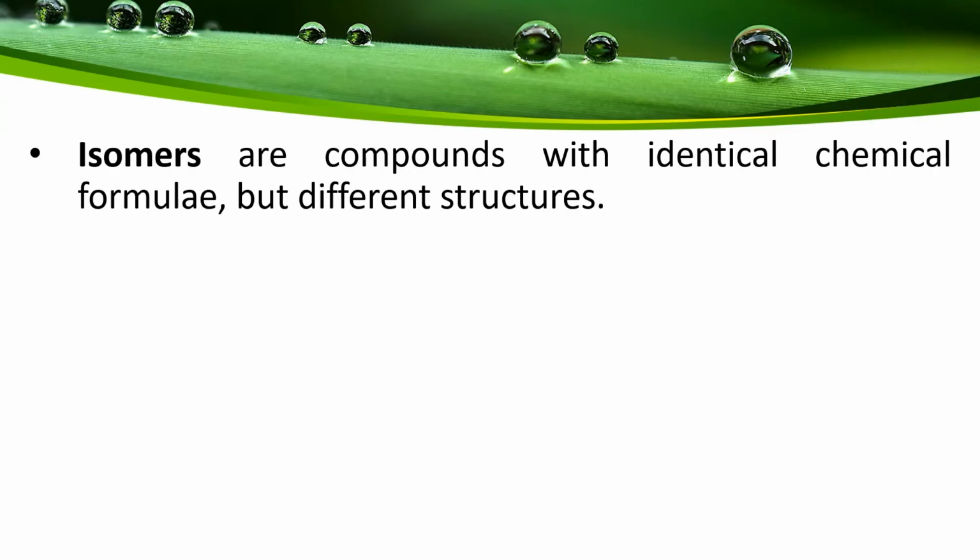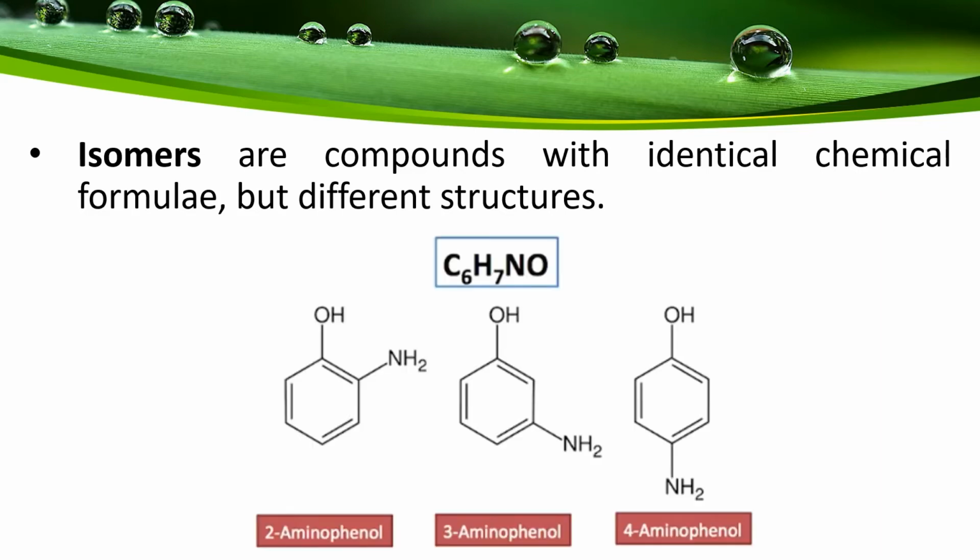Isomers. Isomers are compounds with identical chemical formulae but different structures. Example, kagaya nito, ang kanyang molecular formula ay C6H7NO. Pero pwede siyang mag-exist sa tatlong structure. Ito ay tinatawag nating structural isomers. Pwede siyang 2-aminophenol, 3-aminophenol, and 4-aminophenol. Kung napapansin ninyo, ang nagbago lang ay yung location ng NH2.